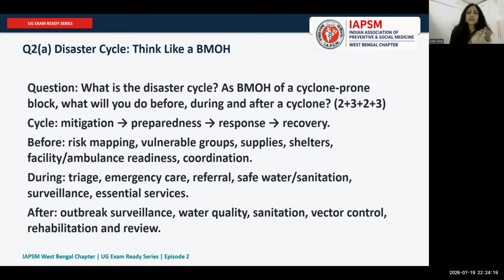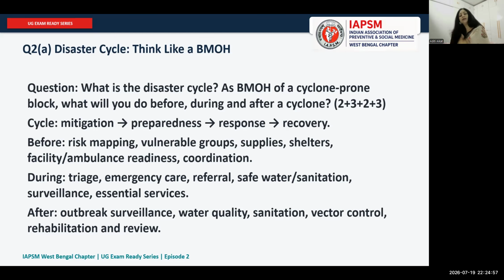Now, when you are asked to think like a BMOH, in these cases, nobody is expecting you to describe trauma surgery. We want you to think from the public health perspective. So, in the disaster cycle, it is always desirable to put forward a diagram of the cycle that involves mitigation, preparedness, response, and recovery. And in the before, during, and after, if possible, write in separate segments.